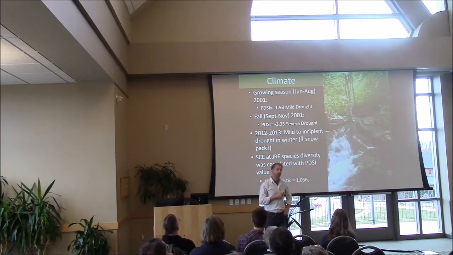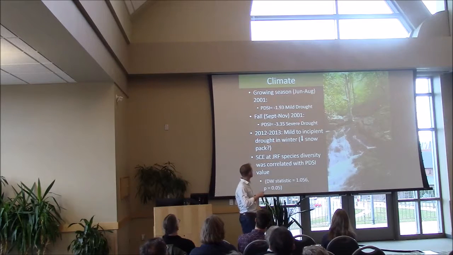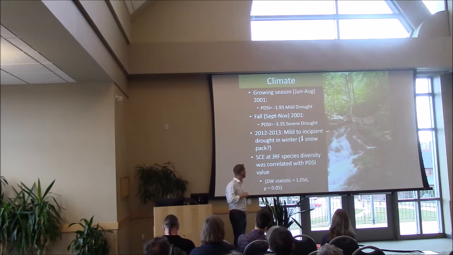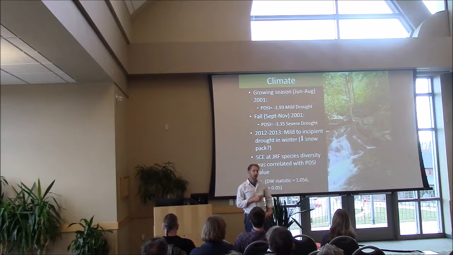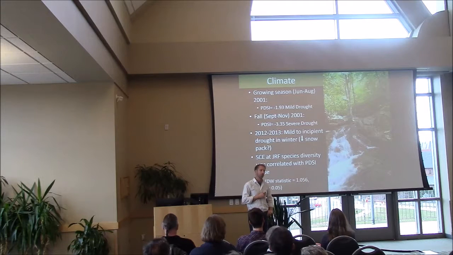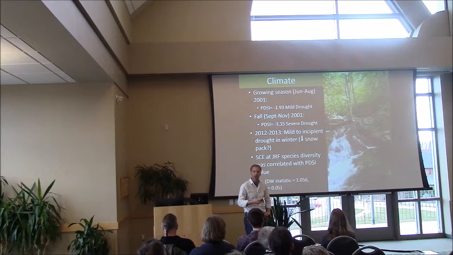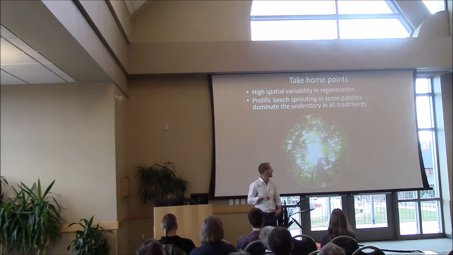Climate did show up as an important variable here. We had some mild droughts that occurred during the course of this study, and there was a correlation with species diversity in those structural complexity units. So that's another thing that could affect disproportionately the sugar maple, since they seem to be a little more sensitive to drought than our beech. And so this raises some real long-term concerns, of course, in terms of climate change and future drought dynamics. So we'll have to keep our eyes on that.